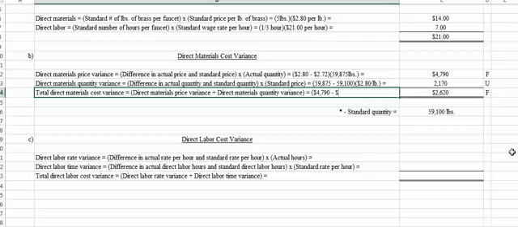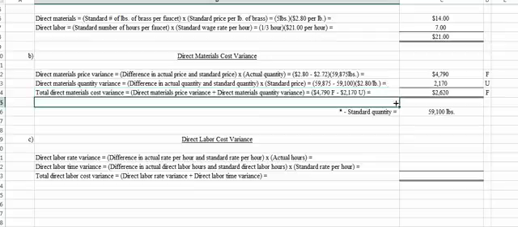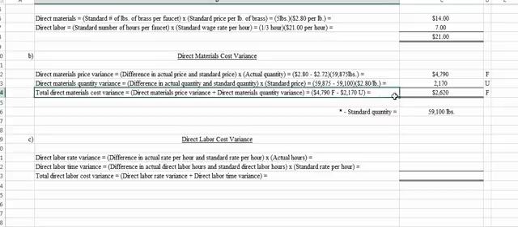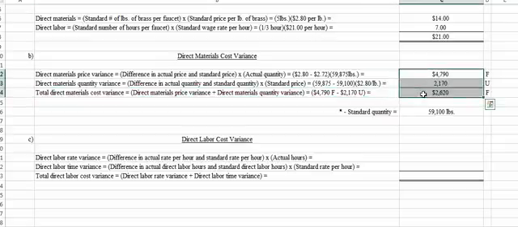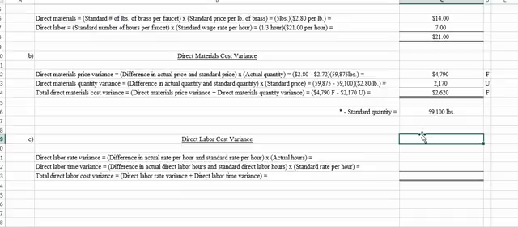And that's 4,790 favorable minus 2,170 unfavorable. And it works now this way and this way. That was a little cross-reference there.